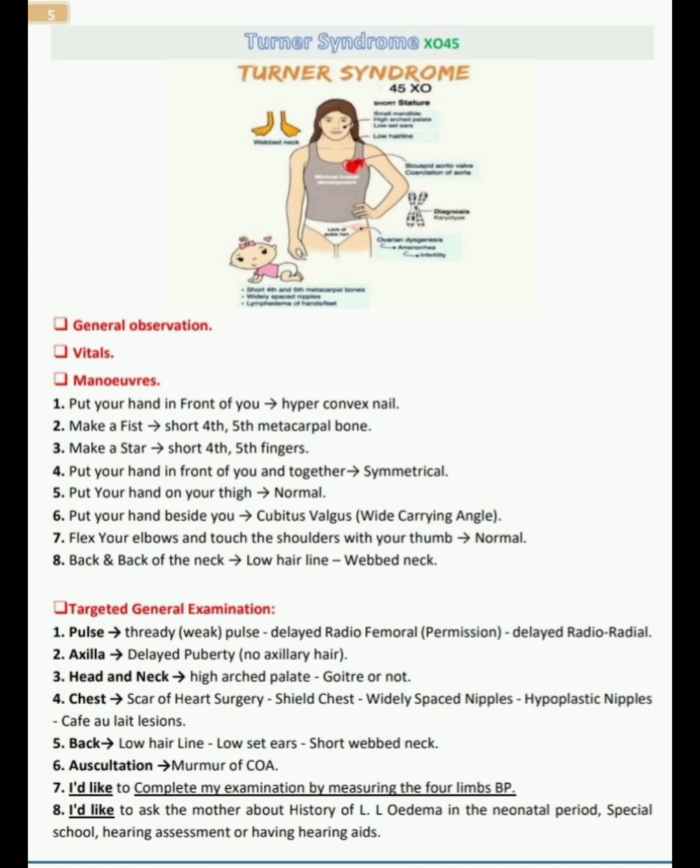Number 7, I would like to complete my examination by measuring the four-limb blood pressure. Number 8, I would like to ask the mother about history of lower limb edema in the neonatal period, special school, hearing assessment or having hearing aids. So lower limb edema in the neonatal period is present.